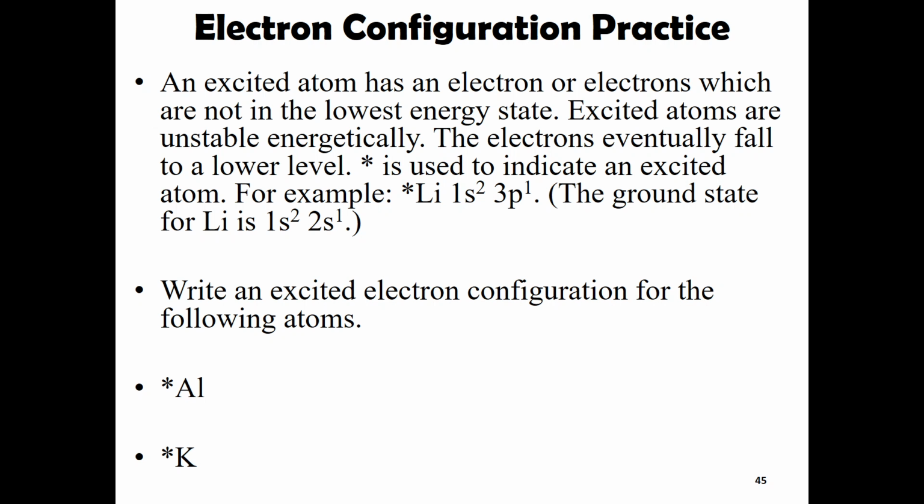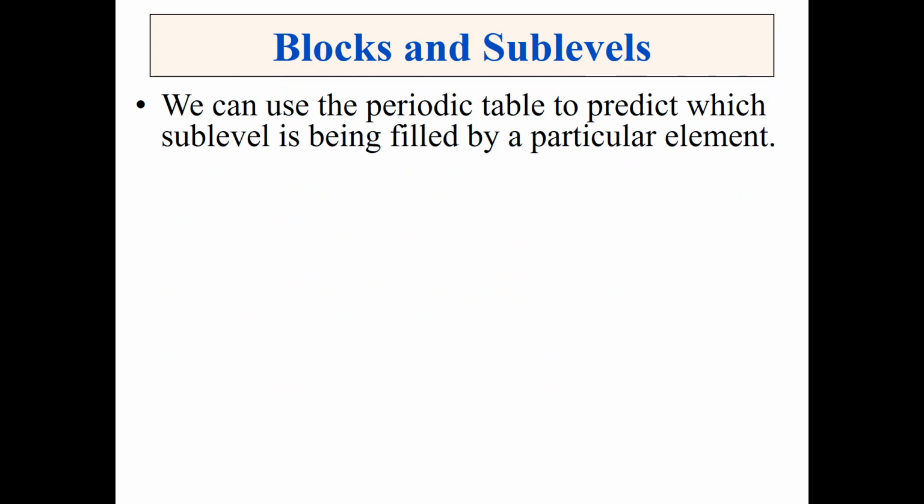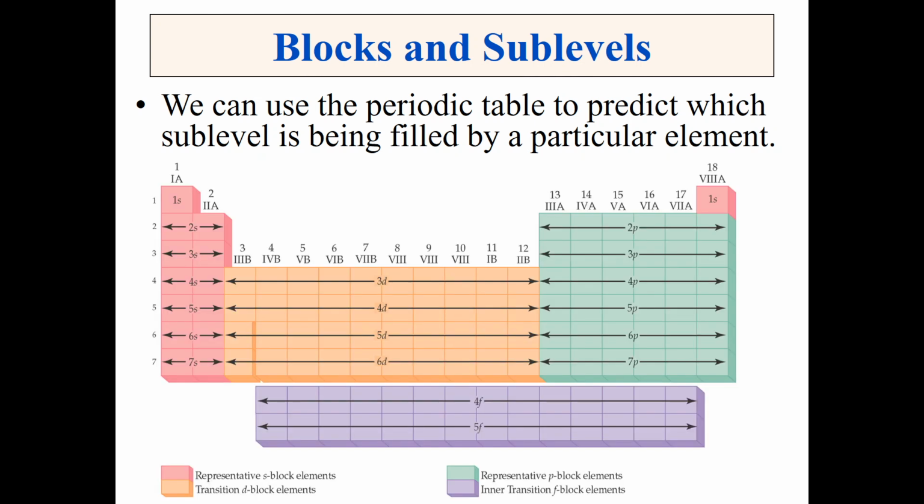There's a nice shortcut too. Instead of using Aufbau's rule, we can look at the periodic table and actually figure out the electron configuration from the periodic table. So if you've ever wondered why the periodic table is shaped the way it is, do you see a pattern?